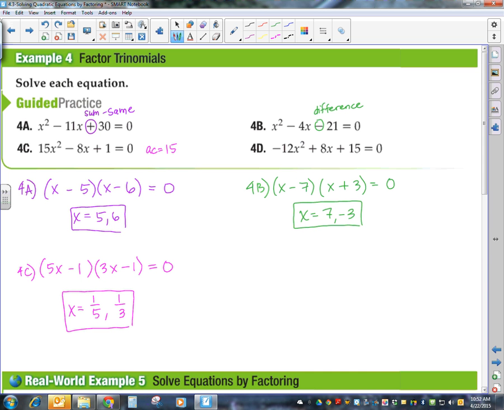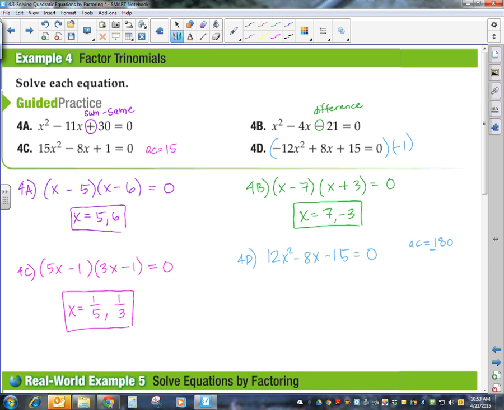Okay, the last one, let's go with 4D. First and foremost, I'm going to multiply everything by negative 1 because I don't do well when my a is positive. So that changes the sign of everything. So my polynomial is going to be 12x squared minus 8x minus 15, and 0 times negative 1 is 0. So you are multiplying these two together to figure out what the factors are. So in this case, a times c is 180.